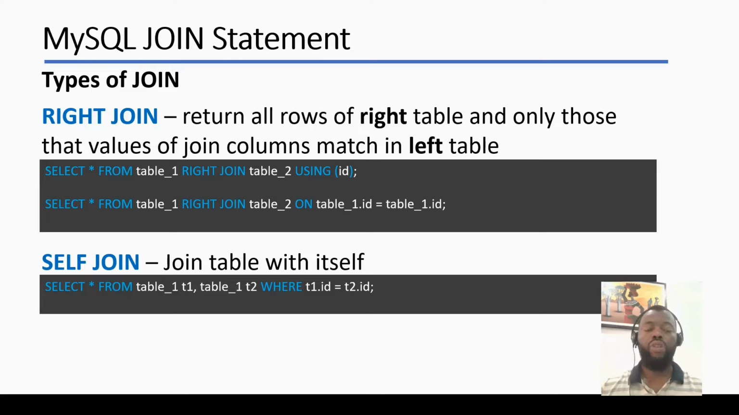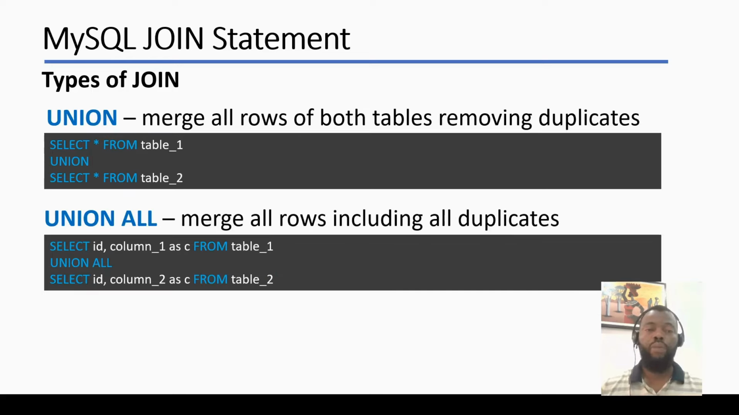We have self join. Here we perform a join on the same table. We create an alias of the table, and here we can use it in the condition to match. And also we have UNION, where we merge rows. So we append the rows of table 2 to table 1, and we have UNION ALL, where we append all rows of table 2 to table 1, but here we include all duplicates.